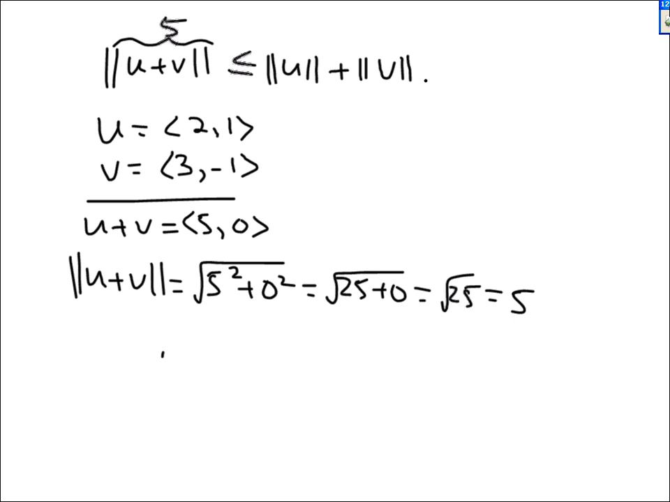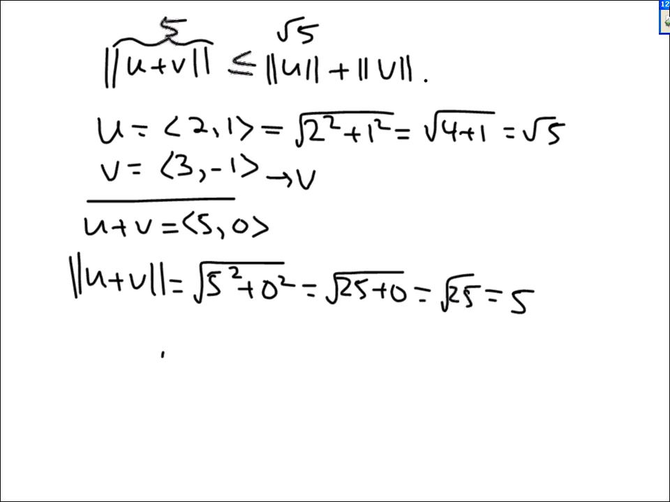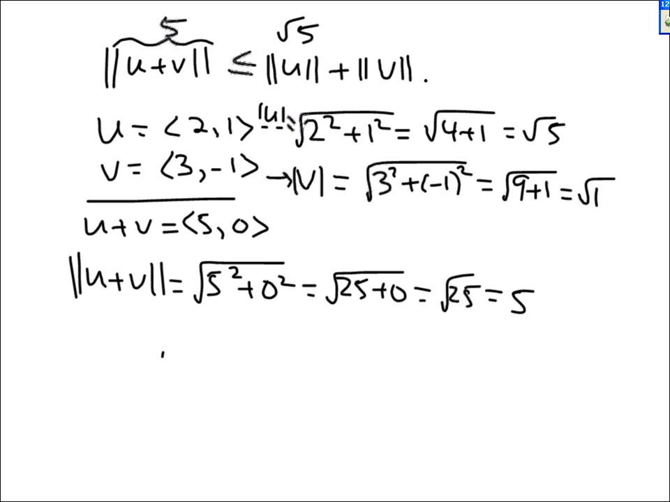Now what is the length of u? Well, the length of u is the square root of 2 squared plus 1 squared, which is the square root of 4 plus 1, which is the square root of 5. The length of u equals that. Equal signs have to be valid. The length of v is the square root of 3 squared plus negative 1 squared, the square root of 10. 3 squared plus negative 1 squared, 10. So the question is, is it true? Is 5 less than the square root of 5 plus the square root of 10? Is that true?